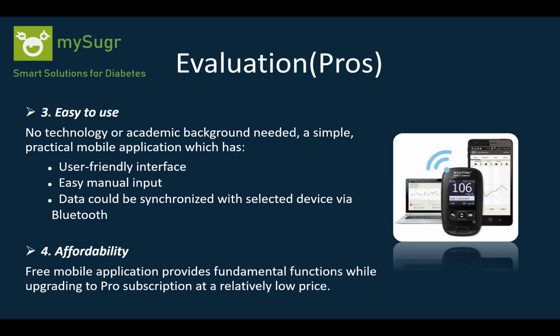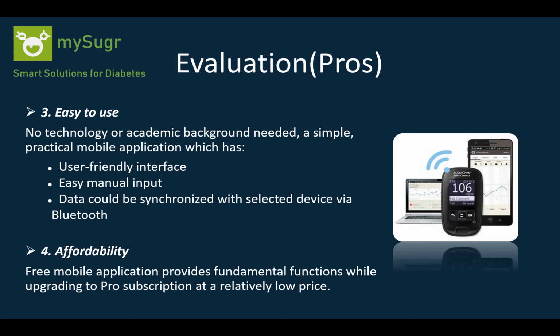Thirdly, the mySugr app is easy to use for mobile users. It doesn't require users to have a high competency for technological knowledge. The usability of mySugr is reflected in three aspects: it has an intuitive, reliable, and simple interface, which is easy to understand. Also, users just need easy menu input to fulfill its functionalities. Besides, by using Bluetooth, users can synchronize data with a selected device. It could avoid repeated data input.